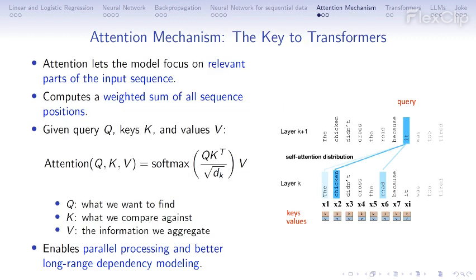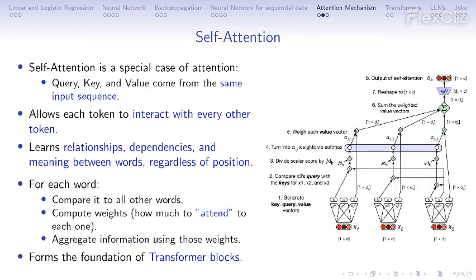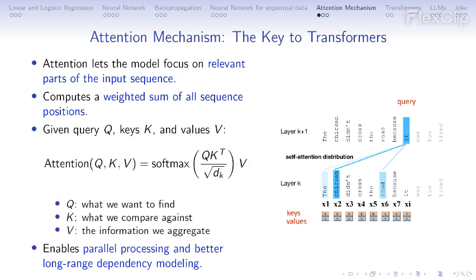Okay, attention mechanism. What's attention? Attention lets the model focus on relevant parts of the input sequence. So attention mechanism, the word is clear. I think the publication from 2017 is titled Attention Is All You Need. So I recommend reading the paper. It's very nice and very detailed. So attention lets the model focus on relevant parts of the input sequence. It computes a weighted sum of all sequence positions, which is great.